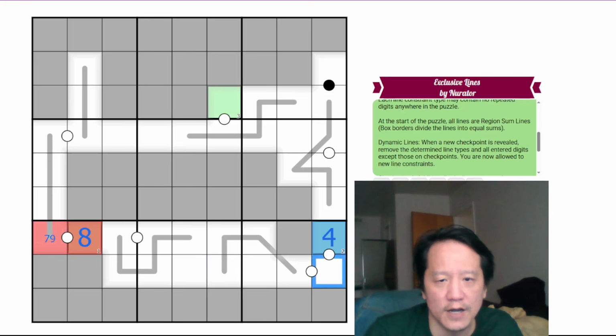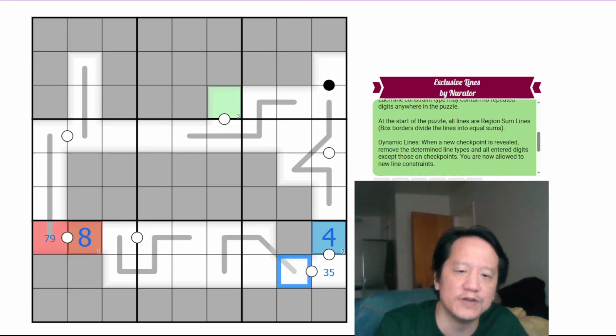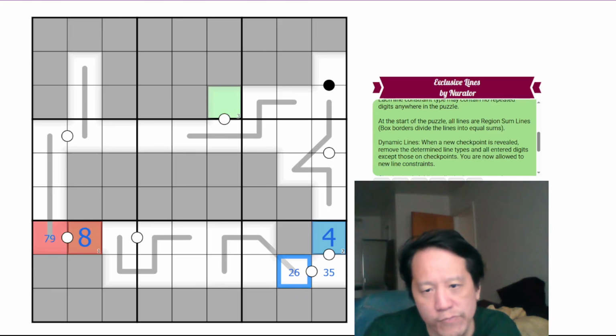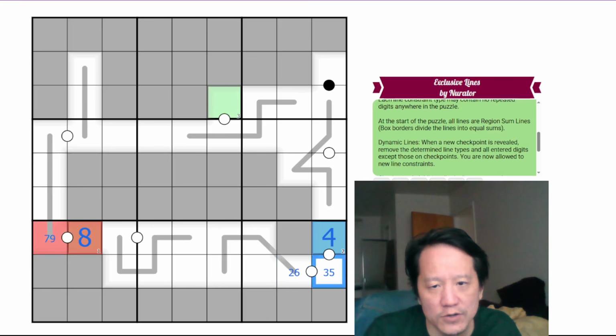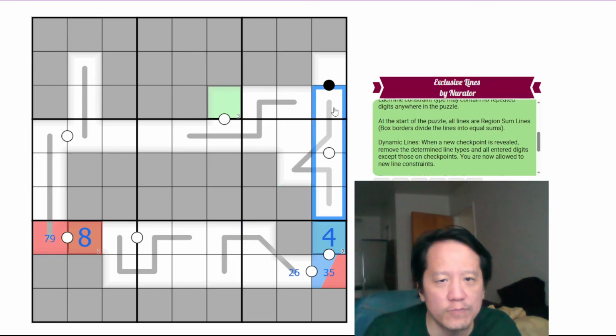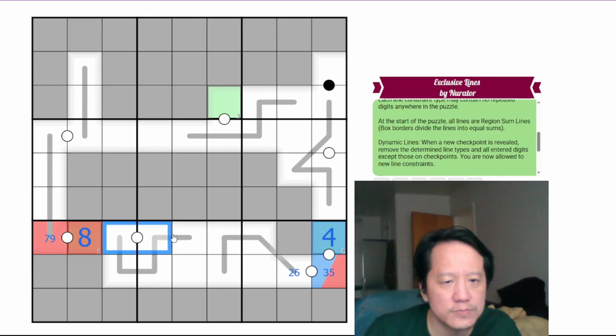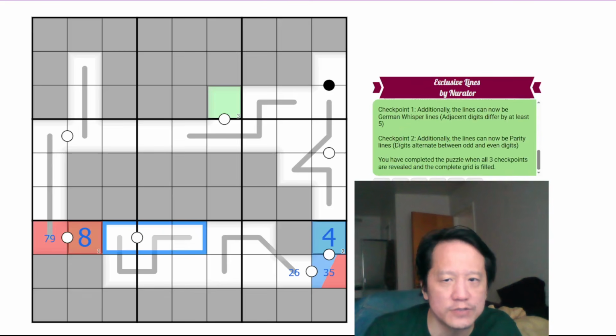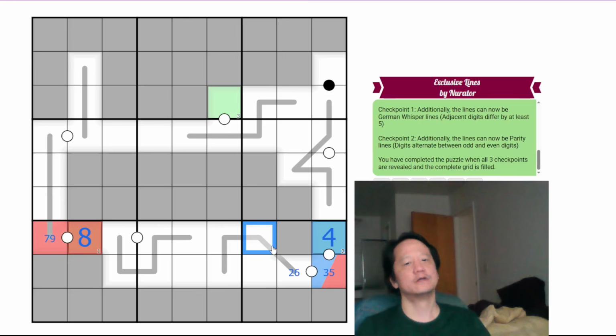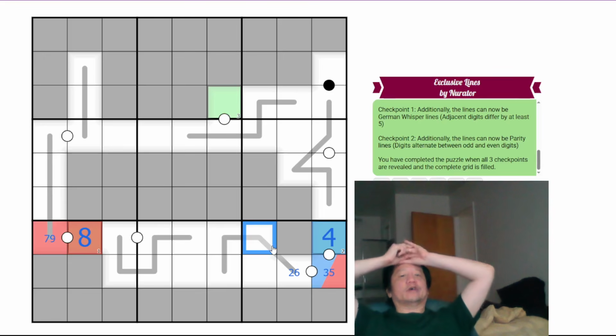So that's low. This is 3 or 5, and this must be then 2 or 6 here. So this is low or 5. We have four more digits here. Okay. So we have a new line constraint, which is parity lines. Oh boy, okay.